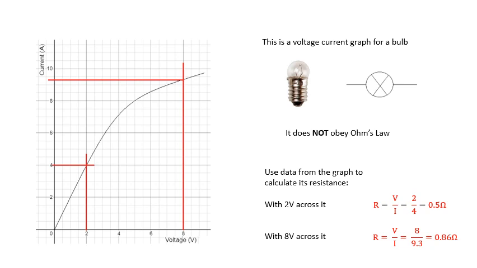R equals V over I, so for 2 volts, 2 divided by 4 amps is 0.5 ohms. And at 8 volts, 8 divided by 9.3, I reckon that is 0.86 ohms.